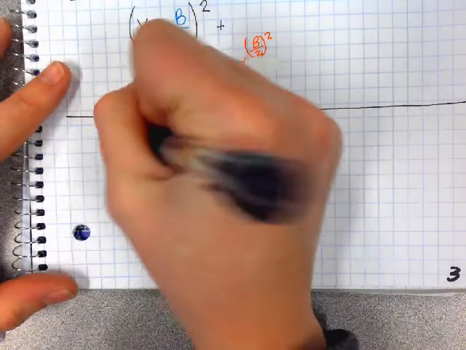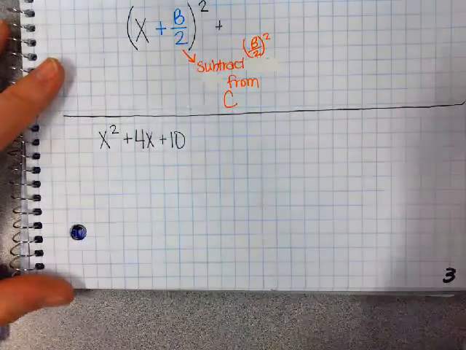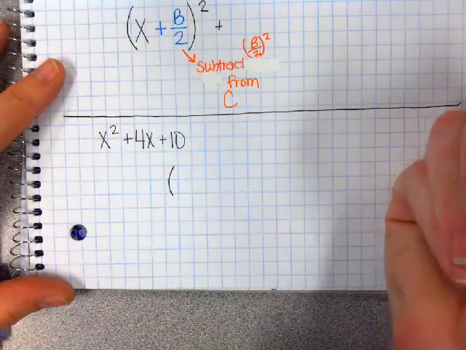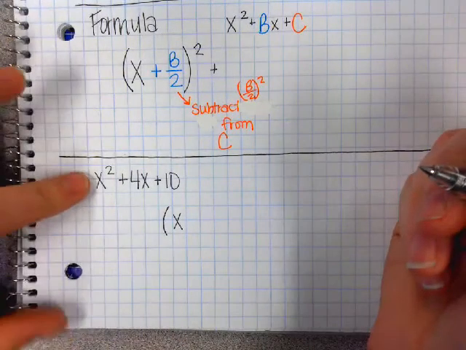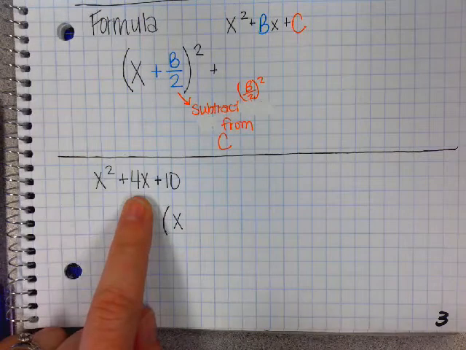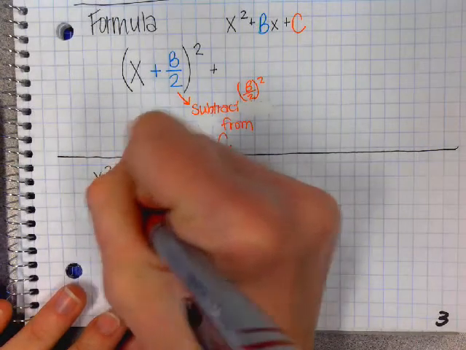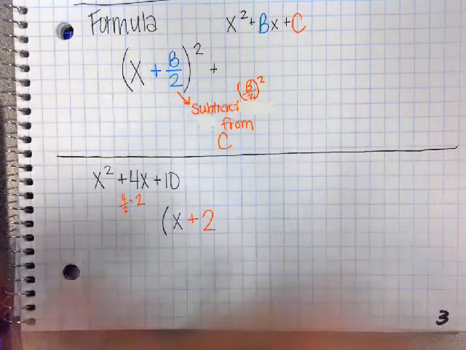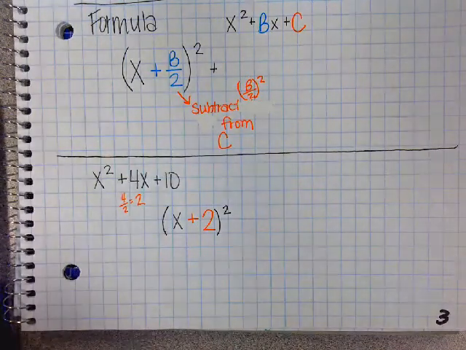So if we have x squared plus 4x plus 10. Okay. So again, let's use the formula. So it's going to be x. X is always there because x times x makes x squared. Now, you need to cut this in half. So what's b divided by 2, or 4 divided by 2? 4 divided by 2 is 2. So it's positive. So x plus 2, squared.